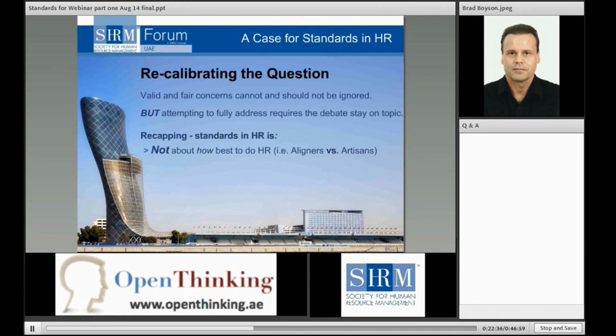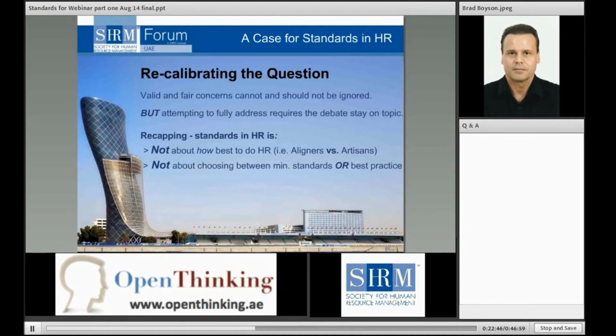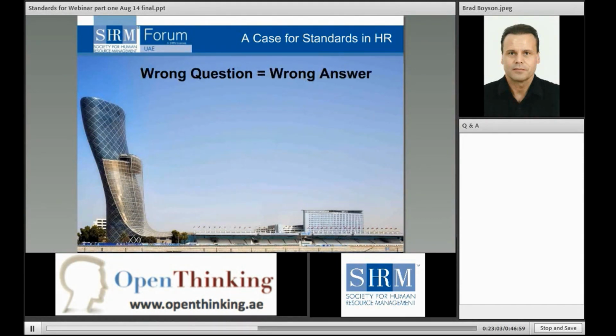So, recapping, standards in HR is not about how best to do HR. It is not about a debate between the aligner's mindset versus the artisan's mindset. It's also not a debate about choosing between minimum standards or best practices. That's another reoccurring theme that we hear a lot. Standards in HR is about how to do HR with more credibility. That's what this project is about.